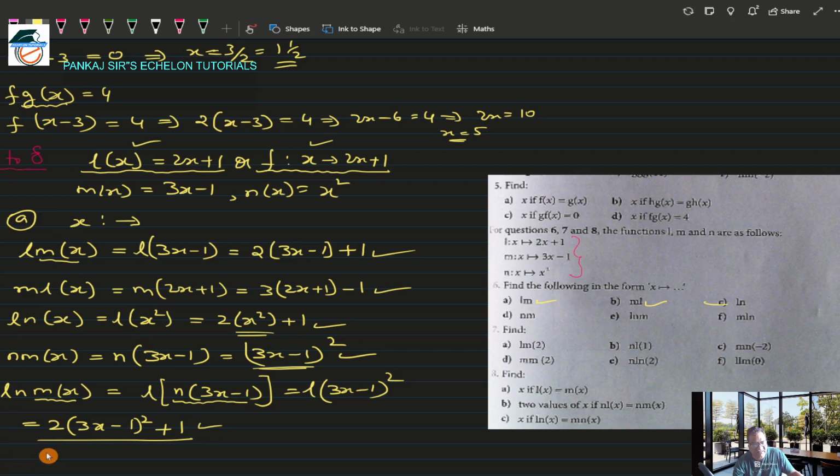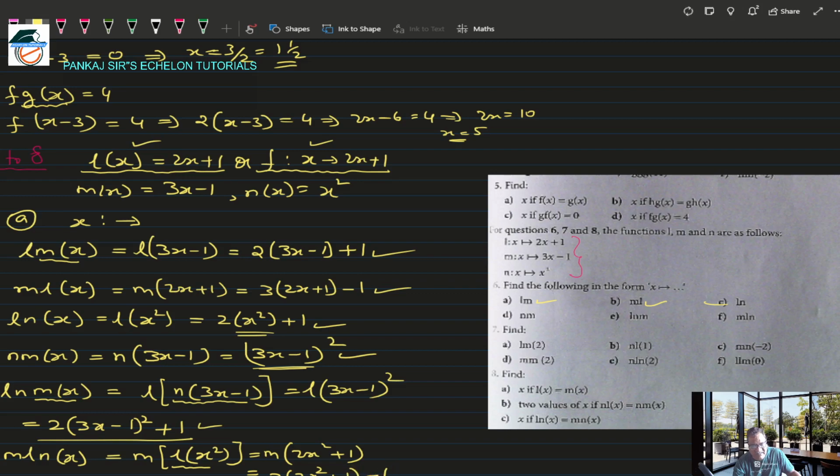And last but not the least, F is m L n of x. Again, I'll start with n of x, and n of x is x square. So I'll start with an x square, and then I'll put an L over there, and in front of that, n. Now this works out to L of x square will be what? L of x square will be 2x square plus 1. And you have now m in front of them. And finally, m of 2x square plus 1 should be 3 times 2x square plus 1 minus 1.